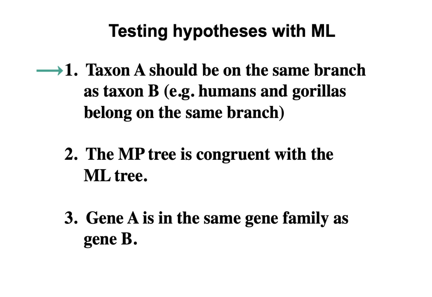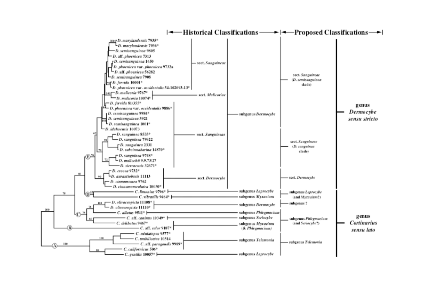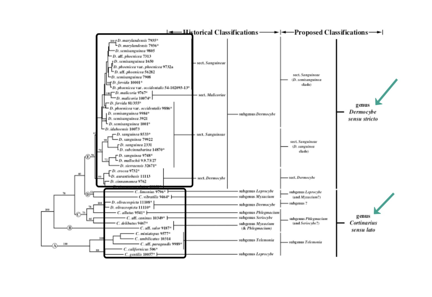So, should taxon A be on the same branch as taxon B? Is the maximum parsimony tree congruent with the maximum likelihood tree? Or is gene A in the same family as gene B? Several years ago, we did a study where we used maximum likelihood to test some hypotheses. This was looking at the genus Dermaceae, which is a mushroom, and comparing it to the genus Cortinarius. Dermaceae is on the top here, and Cortinarius is on the bottom.